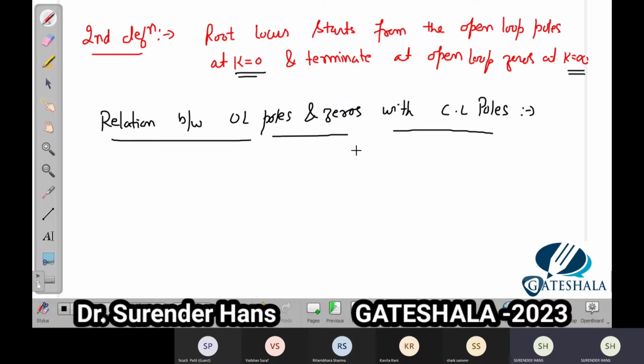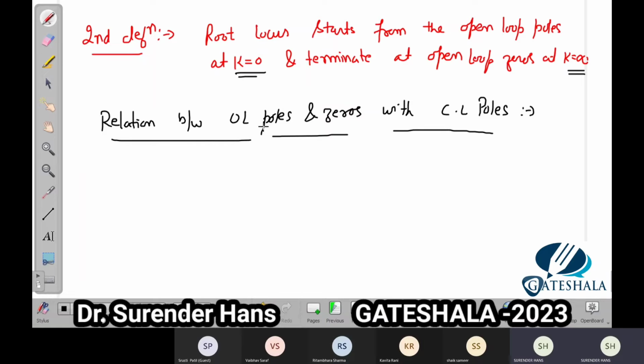Correct? Clear? Because already I told you, closed loop poles are always responsible for the stability. A system is stable or unstable, marginally stable, that all depends upon the closed loop poles. Zeros are not responsible. I am just talking about the closed loop. Poles are always responsible. Clear?